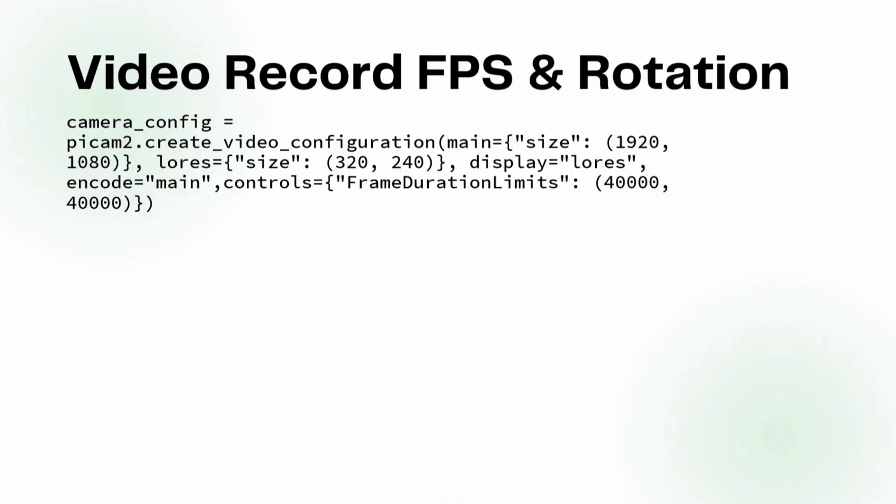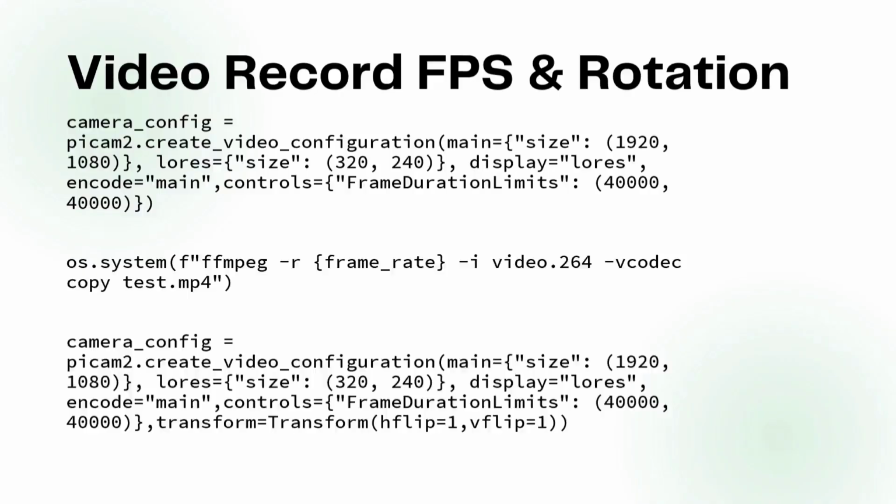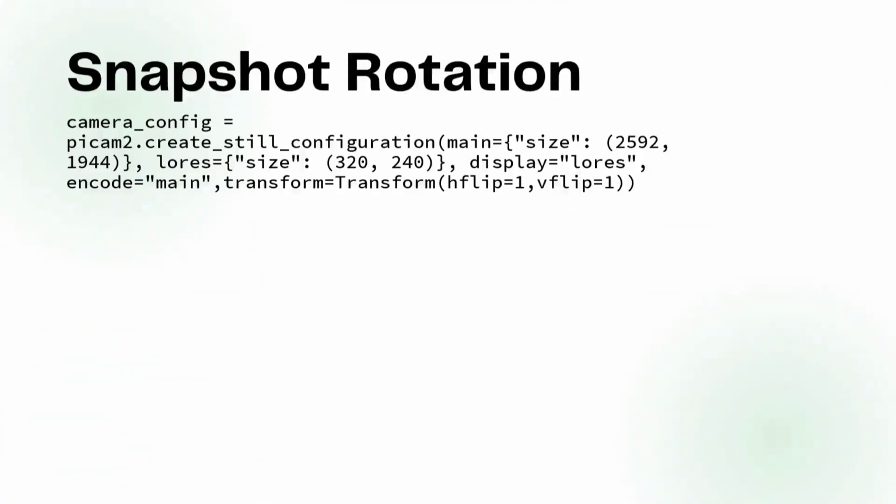Now we have to resample this video file using the FFmpeg tool and convert it to MP4 file. Use the following statement for that. Now if you want to encode the transformed scene, use the transforms in create_video_configuration as shown here. For capturing the transformed still image, use the following statement.